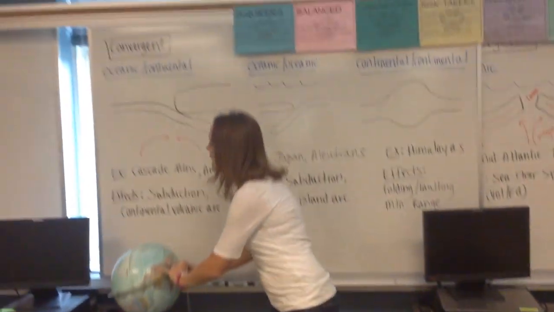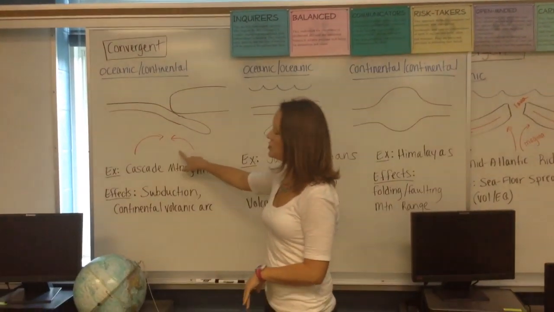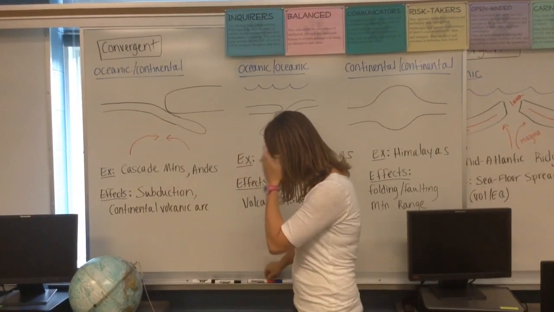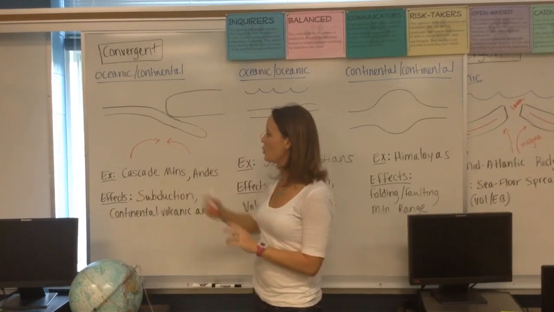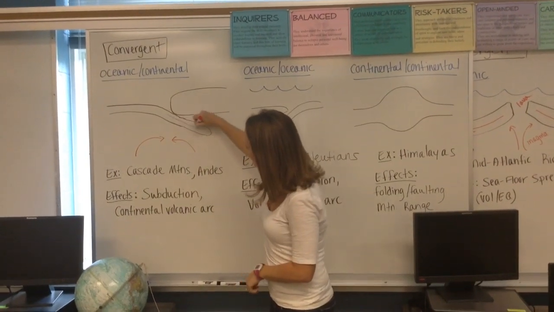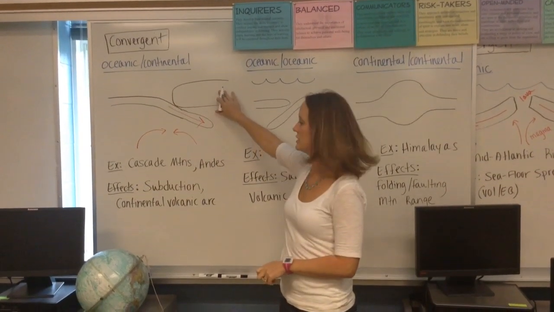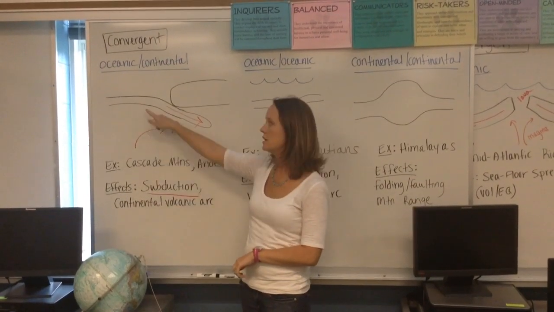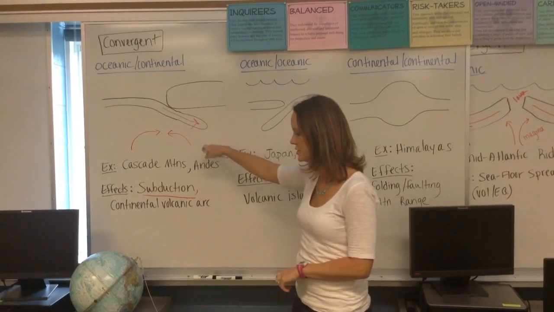And the reason that happens is, when an oceanic plate or oceanic crust and continental crust come together, the oceanic crust, which is more dense, is going to push underneath that continental crust. And that process is called subduction. Remember, the prefix sub means under. The oceanic crust is getting pushed under.